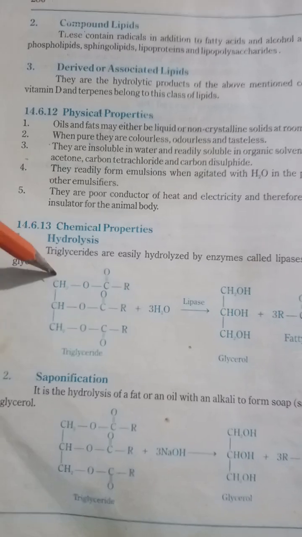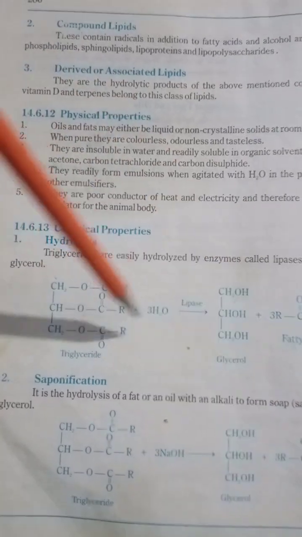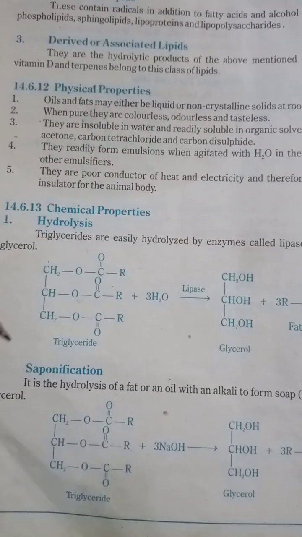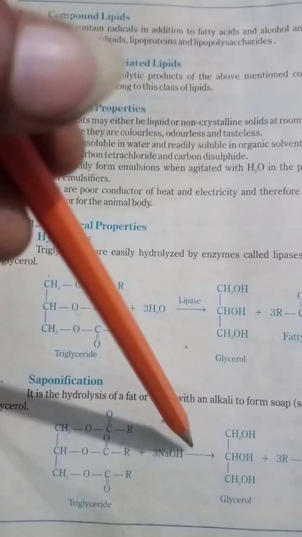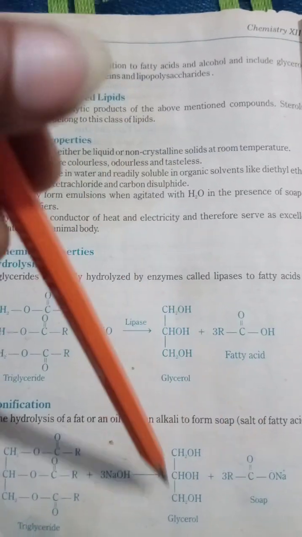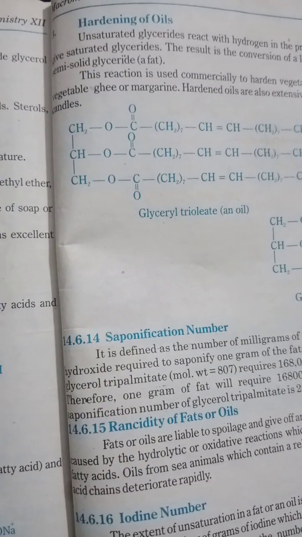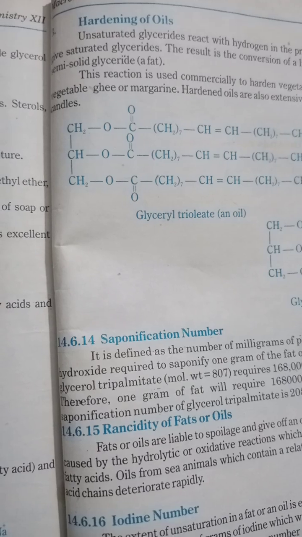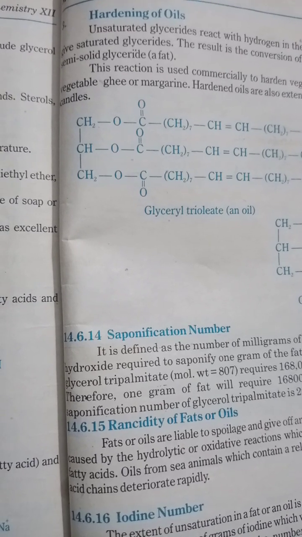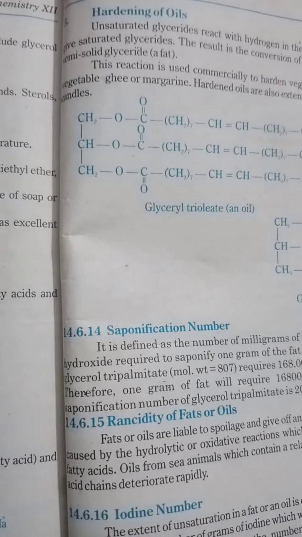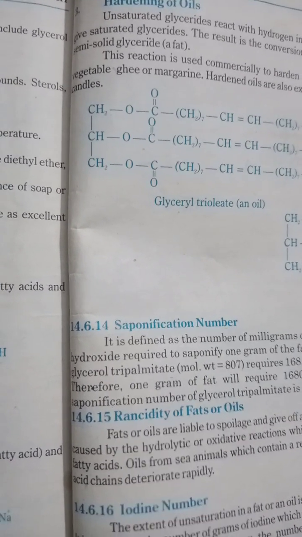As far as chemical properties are concerned, when these esters are hydrolyzed, they are converted again into glycerol and fatty acids. In saponification, fats or triglycerides react with sodium hydroxide and are converted into glycerol and soap. In the hardening of oil, the oil is converted into fats or ghee in the presence of nickel metal, and the process of hydrogenation converts oil into fats.